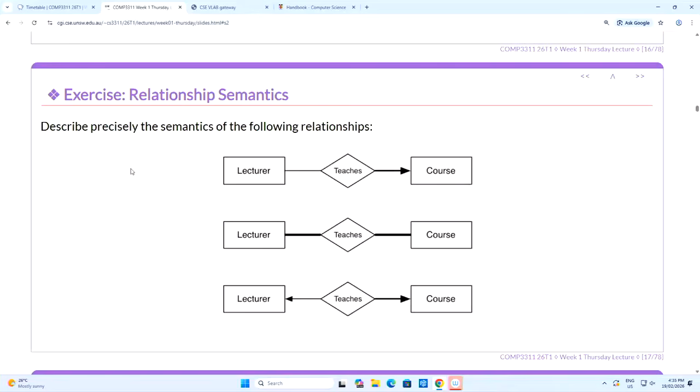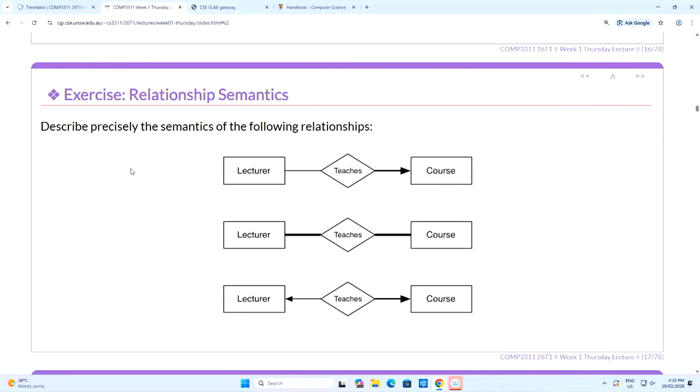The second one's a many-to-many one. Each lecturer must teach multiple courses, and each course must have multiple lecturers. A lecturer needs to teach at least one course. So this is a many-to-many, but many can also be one, right? But because they have total participation, they cannot be zero, because lecturers need to teach at least one course.